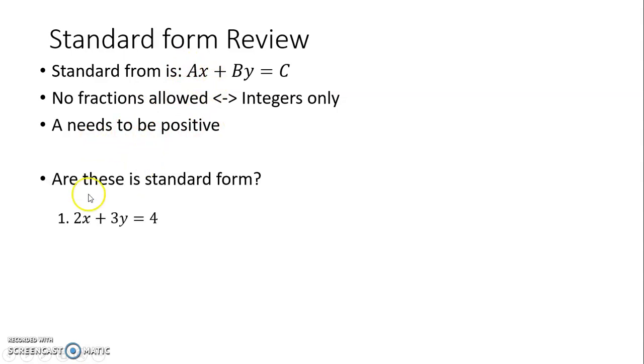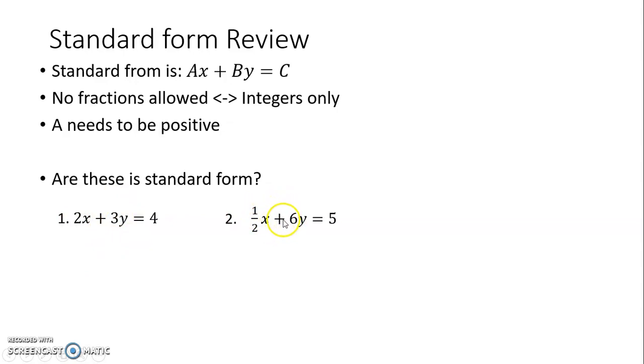So let's take a quick look at a few examples. We have 2x plus 3y equals 4. Let's check our three things we need. So first, is it Ax plus By equals C? It is. We've got 2 as the A, 3 as the B, and C is 4. We don't have any fractions, and A is positive. So yes, that one is. We'll come back and double check.